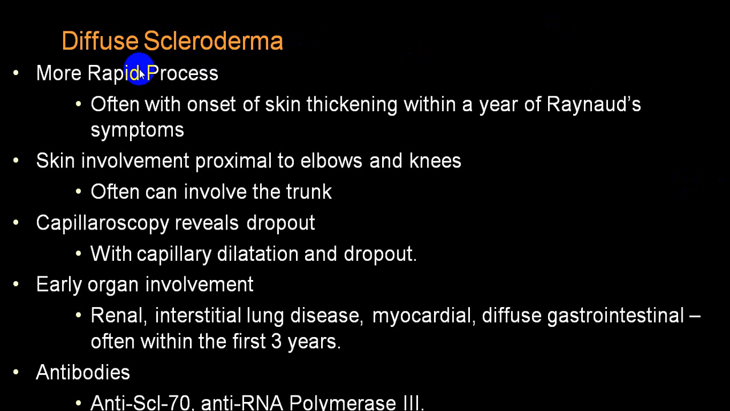So diffuse has more rapid skin involvement. Capillaroscopy will reveal dropouts, very typical. Capillary dilatation with dropouts is very classically seen in the diffuse variety. Organ involvement, that is renal, lung, myocardium, and GI tract, is quite common within the first 3 years. Anti-RNA polymerase antibody is also positive, and anti-Scl-70 is positive.